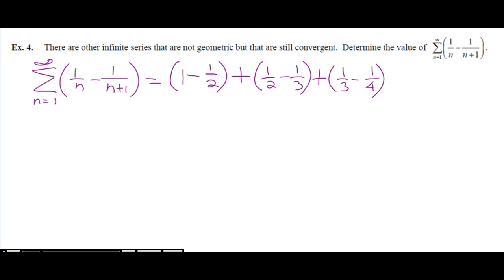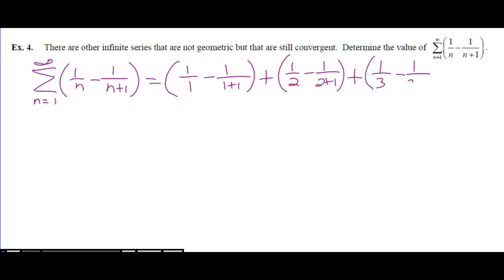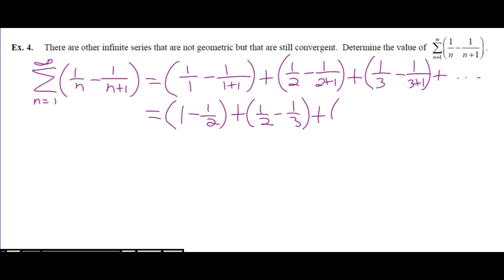Would it help if I wrote these differently? I could rewrite this as 1 over 1 minus 1 over 1 plus 1. So there's T1, substituting a 1. 1 over 2 minus 1 over 2 plus 1, so there's T2. 1 over 3 minus 1 over 3 plus 1. Okay, and then write that as 1 minus a half plus a half minus a third plus a third minus a quarter.